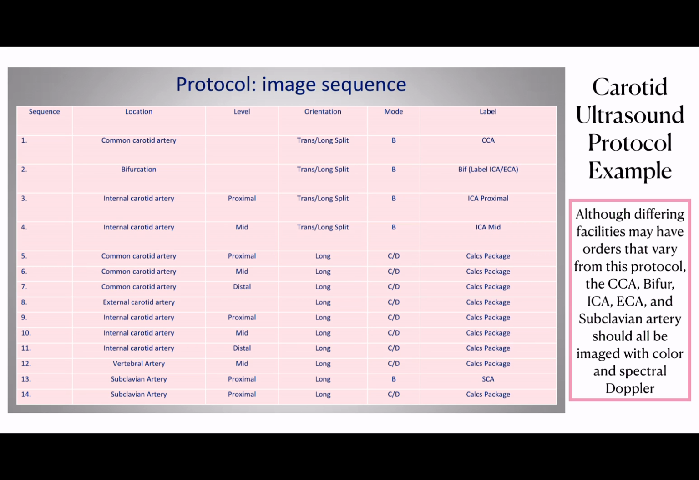Here is an example of a carotid ultrasound protocol. Notice that the common carotid artery, external carotid artery, and internal carotid artery are examined at a proximal, mid, and distal location. Although different facilities may have orders that vary from this protocol, the common carotid artery, bifurcation, internal carotid artery, external carotid artery, and subclavian artery will all be imaged with color and spectral Doppler.